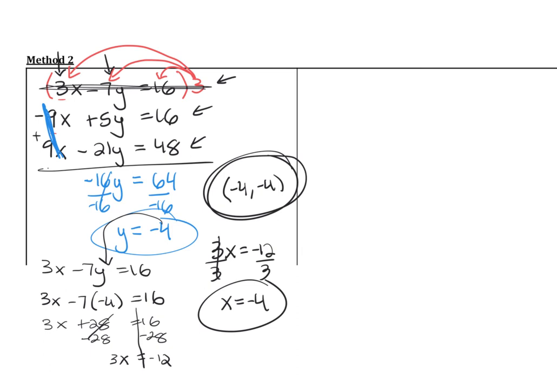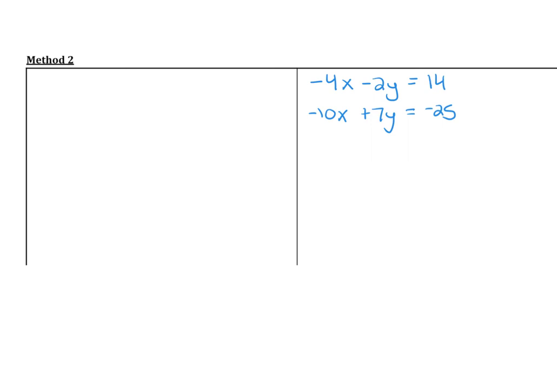Okay, let's do another example before we do a story problem. Here I have negative 4x minus 2y equals 14, and negative 10x plus 7y equals negative 25. Okay, so look for the coefficients. The x's don't match up, the y's don't match up. Is there a way to multiply? I can't multiply 4 to get to 10 or multiply 2 by something to get to 7. So here's an example where we have to multiply both equations.